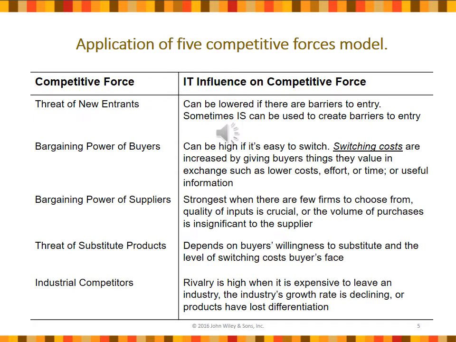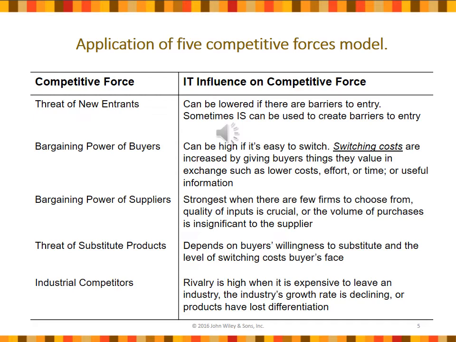Bargaining power of buyers can be high if switching costs are low. So if customers, for example, can switch from company to company, and the switching cost is low or zero, it's a threat. So how do we use technology in minimizing the threat of the bargaining power of buyers?